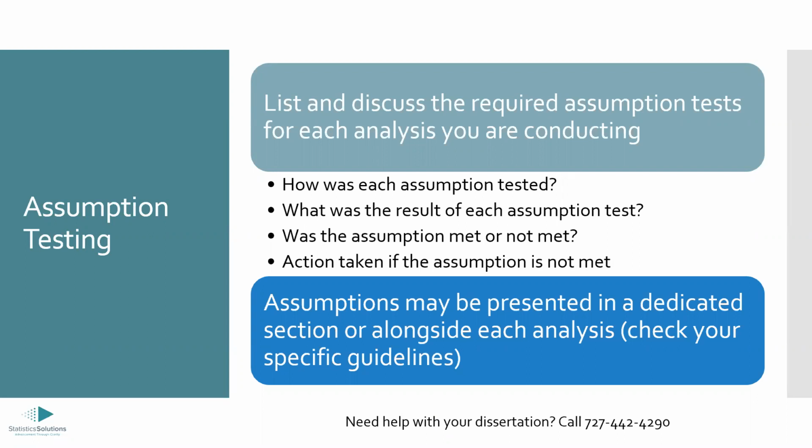And then if the assumption was not met based on the results of your test, what action are you going to take to address the fact that that assumption was not met? So if normality wasn't met, what are you going to do about that? Are you going to run an alternative test, like a non-parametric test that does not require normality to be met? Or are you going to try to transform the data so that it meets the assumption of normality? You'll want to describe what action you are taking to address that assumption.